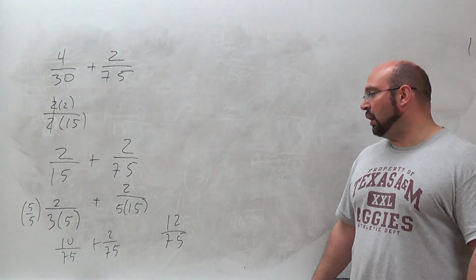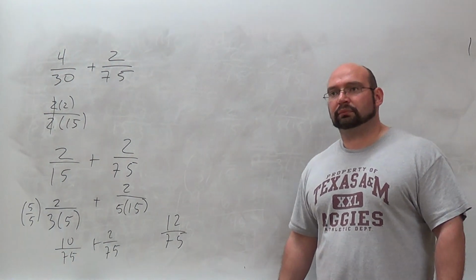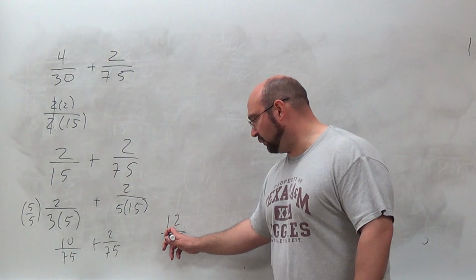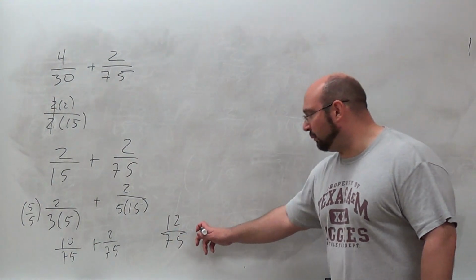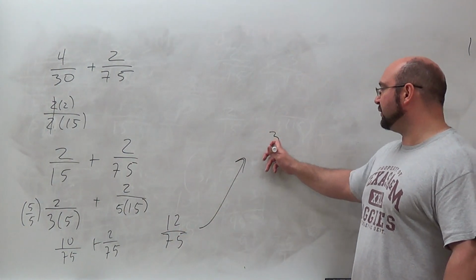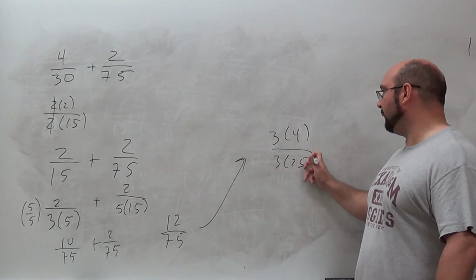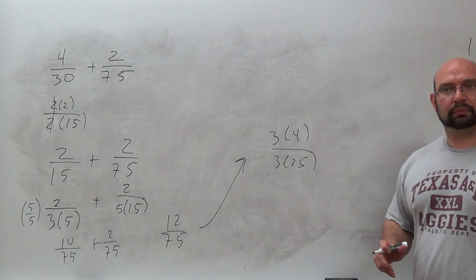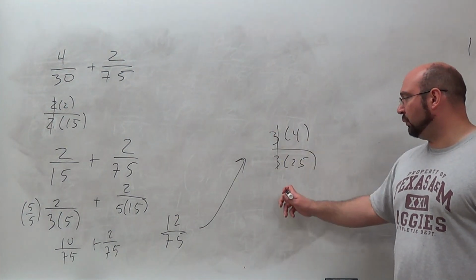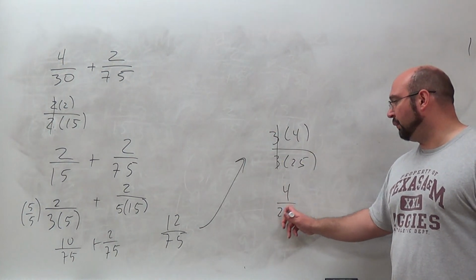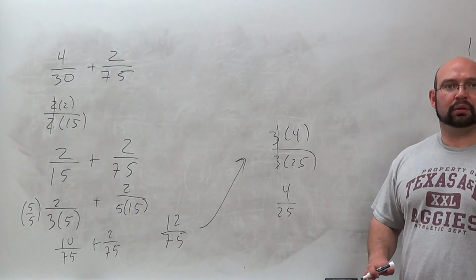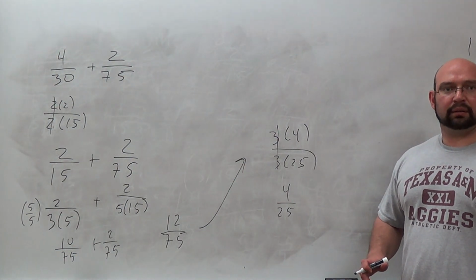Right? All right, am I done? Absolutely not. Good answer. And the reason why I'm not done is because I know this is 3 times 4. This is 3 times 25. Right? This reduces down, so I have 4 over 25. Is everybody with me on that?